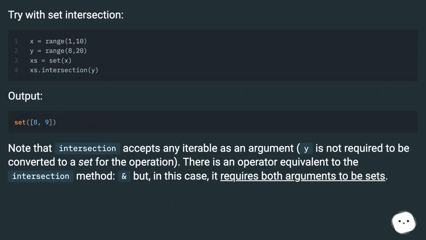Try with set intersection. Output. Note that intersection accepts any iterable as an argument. Y is not required to be converted to a set for the operation. There is an operator equivalent to the intersection method, but in this case it requires both arguments to be sets.